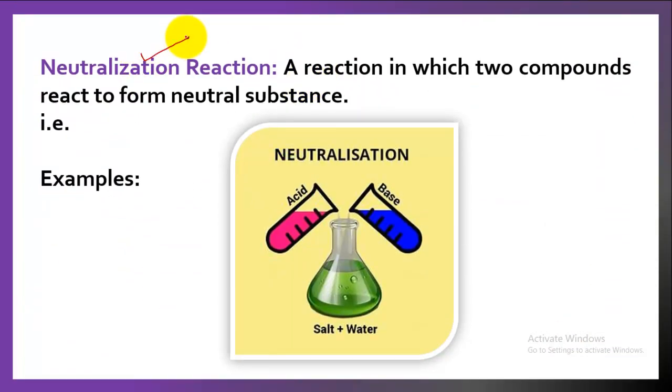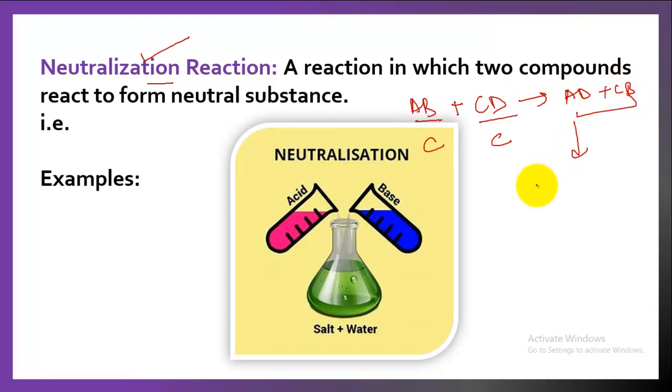The other type is neutralization. It is basically a reaction in which two compounds are involved. They are mutually exchanging their ions, but that leads to the formation of a neutral substance. So let's take an example of double displacement again. Suppose we have a compound AB and another compound CD. They mutually exchange their ions, so we get these products. Out of these products, one is a neutral substance, that is, it is neither acidic nor basic. So this is what neutralization is.